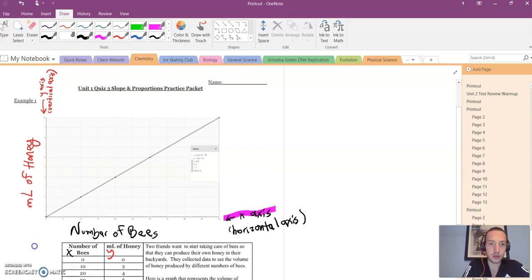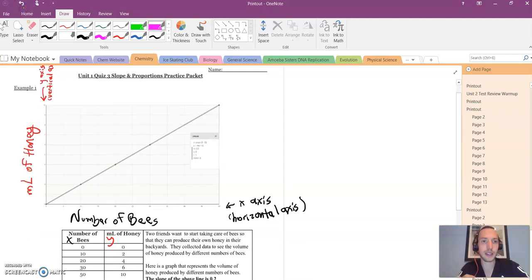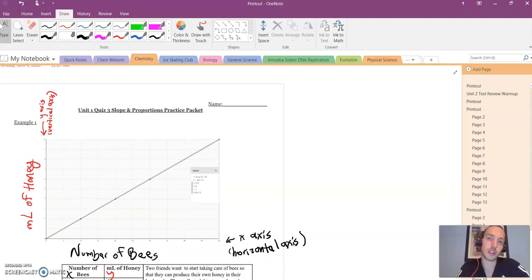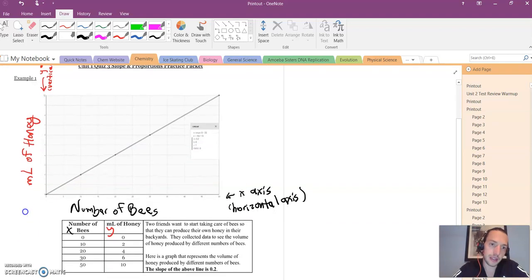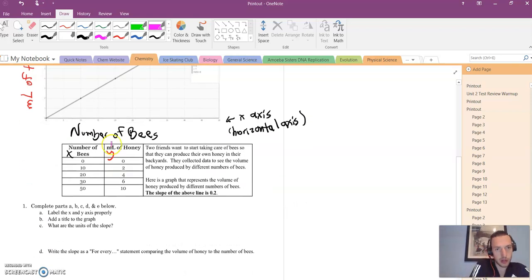Now let's go to the y-axis. This over here is the y-axis. I put that label over there. You don't need to write that on your graph. That's just to help remind you. So the y-axis is sometimes called the vertical axis because it goes in this direction, vertically. So we put the label over here for the y-axis, milliliter of honey, just because that's what it says right over here.